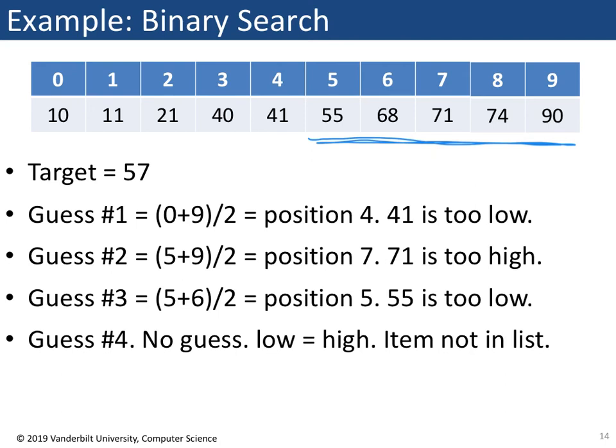contains the value 71. Well, 71 is too high, right? 57 is what we're looking for. So if all the values to the right of 71 are in sorted order, that means they must all be greater than 71. We definitely won't find 57 over there. So we've eliminated all those values. So now, the only possible location is here.